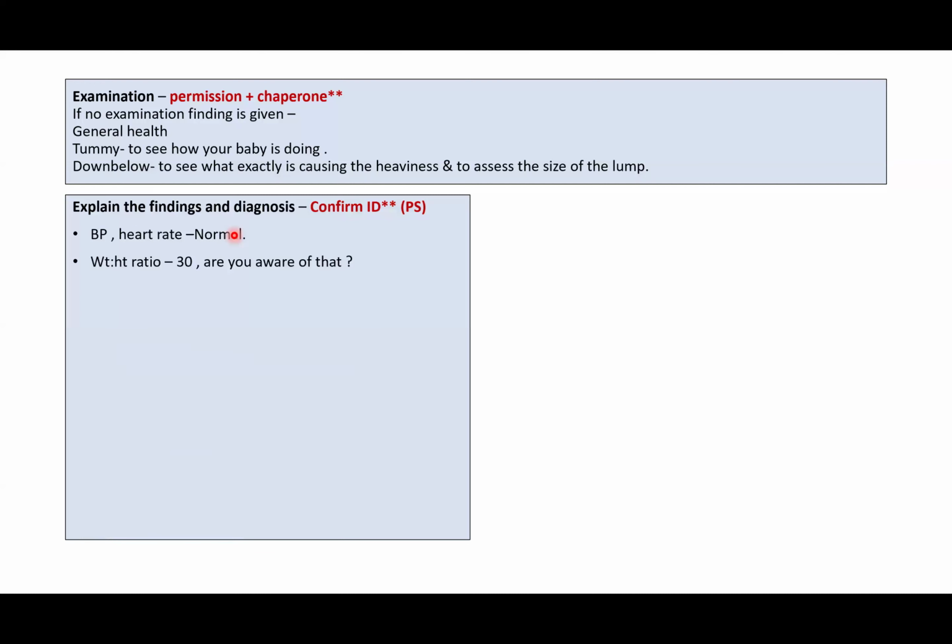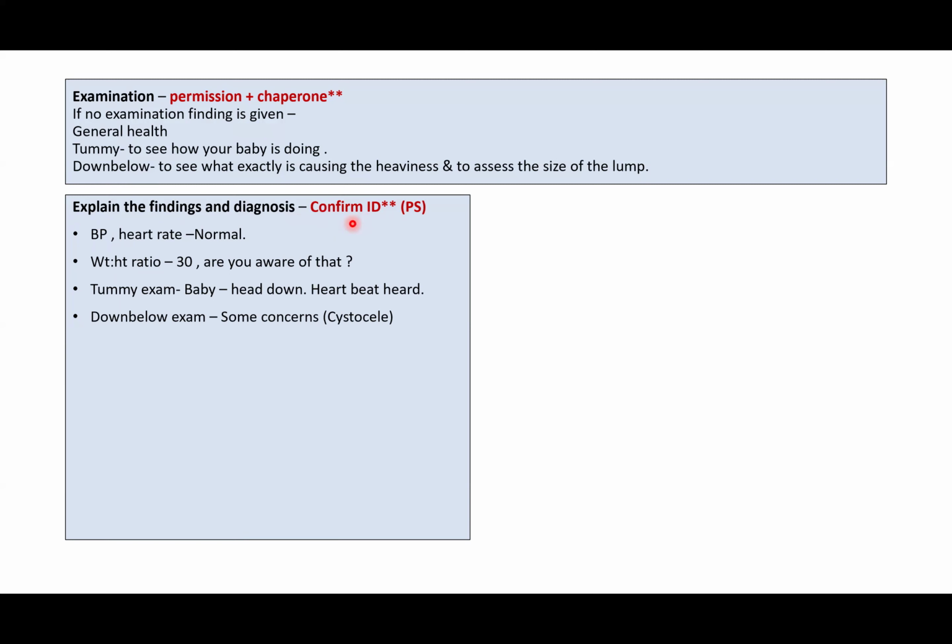Now here examination findings are given, so you can explain the findings. You will say that I have your examination findings right in front of you, and right in front of me. Here in the exam, you can just tell her once, is it okay if I examine you, just to see if there is any new findings. So maybe she will say, no, GP has already examined me and these are the examination findings. All right, then confirm the ID.